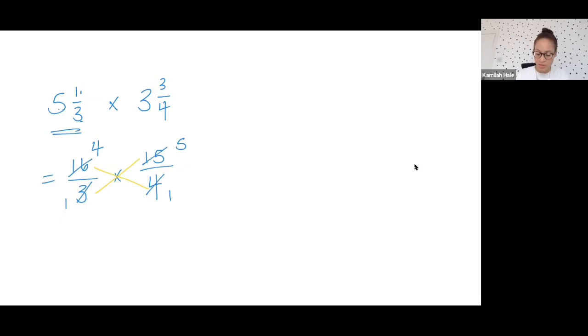So now we're going to multiply the new numbers by each other. So we'll do 4 times 5, and we'll do 1 times 1. And that will give us the answer. So 4 times 5 is 20. 1 times 1 is 1. So what is our simplified answer? Yeah, that would be 20.